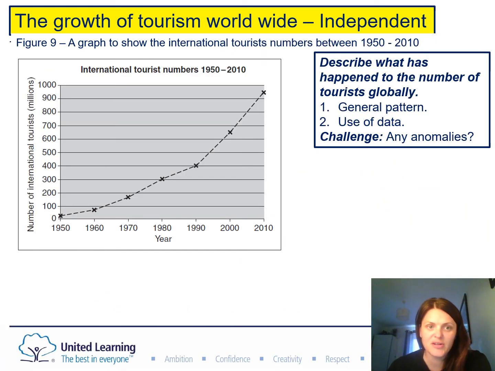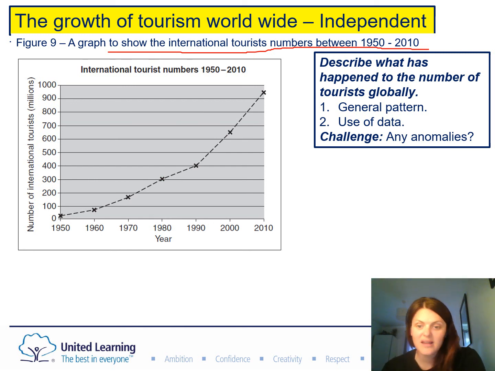Okay guys, so now it's your turn. So having a look at your graph, figure 9, it shows the international tourist numbers between 1950 and 2010. So I want you to do the same thing. Is there a pattern? Is it rising? Is it falling? Can you give me some data to explain that? And are there any anomalies? Anomalies means an odd bit of data that doesn't match up with the others. So pause this video for about 5 minutes.